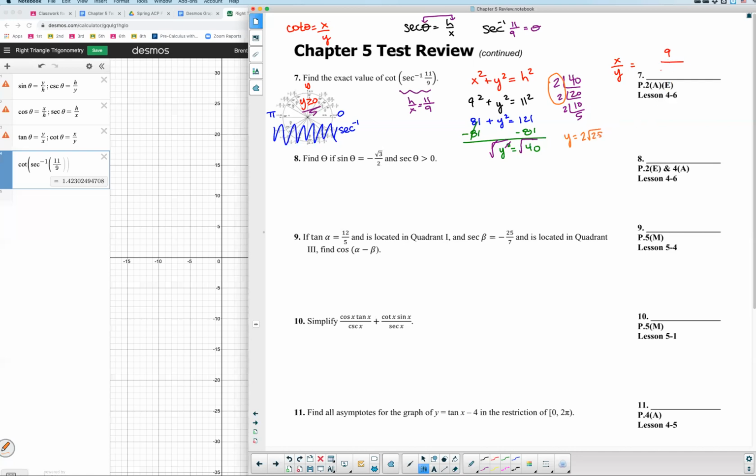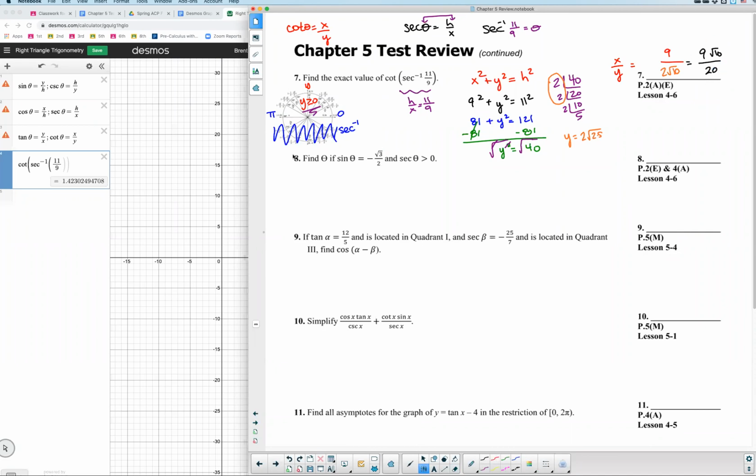So y is 2 square root of 10, which I won't leave my answer in that form. I will rationalize the denominator, which means I need to shoot up the square root. So 9 square root of 10 over 2 times 10 is 20. That would be my solution right there.